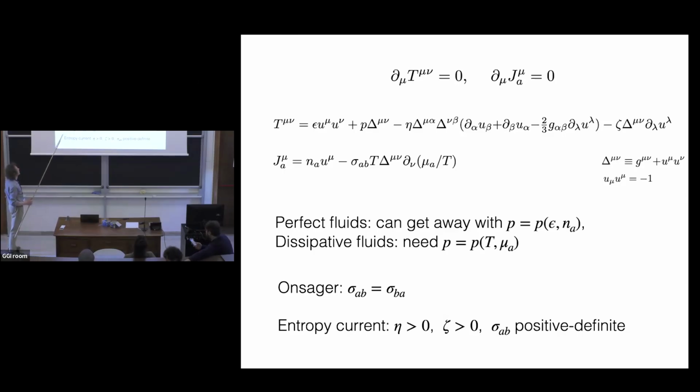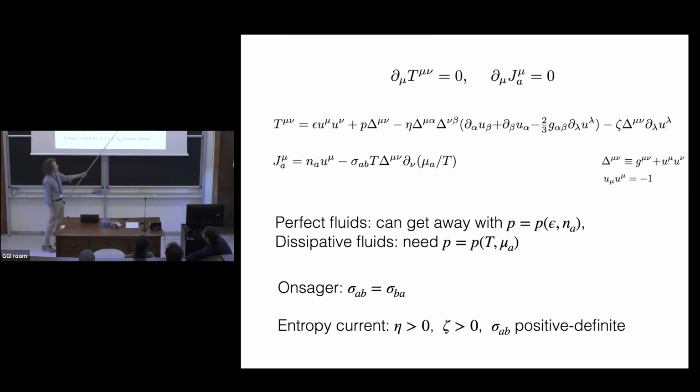So this is relativistic hydrodynamics: conservation laws and constitutive relations. These are normal Landau frame constitutive relations from Landau and Lifshitz. The difference here is that the charge conductivity is now a matrix, not just a single charge conductivity. There are several species, U(1)^n. And you have to supplement this with the equation of state.